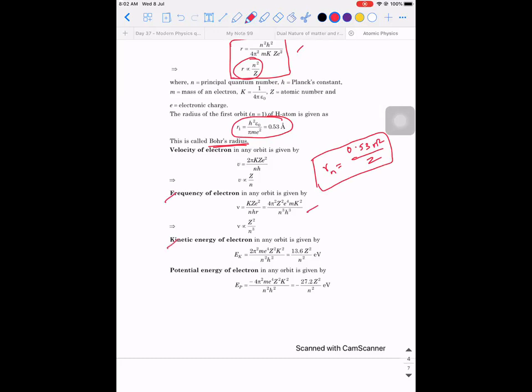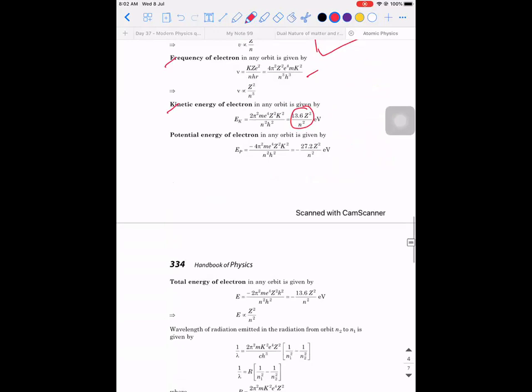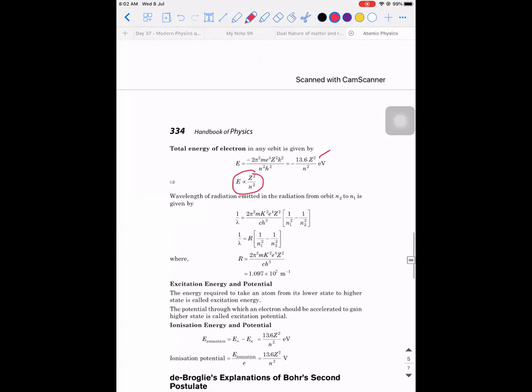Similarly, the kinetic energy and everything you have to memorize. So it is 13.6 into Z square divided by n square. The potential energy is given by this expression. The total energy is directly proportional to Z square divided by n square. You will get it as minus 13.6 into Z square divided by n square, in terms of electron volt.